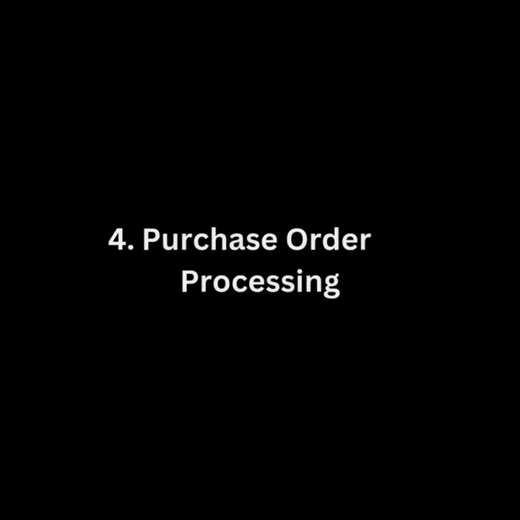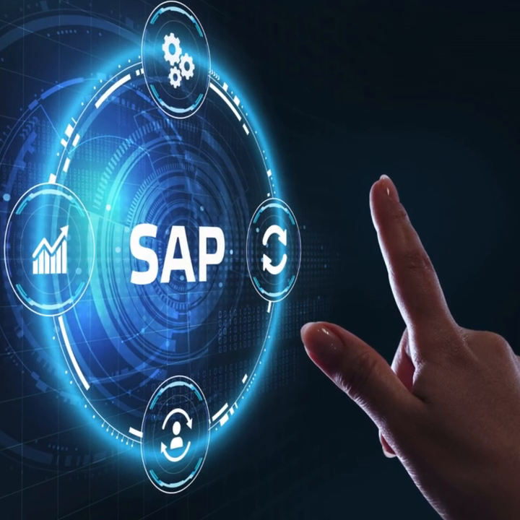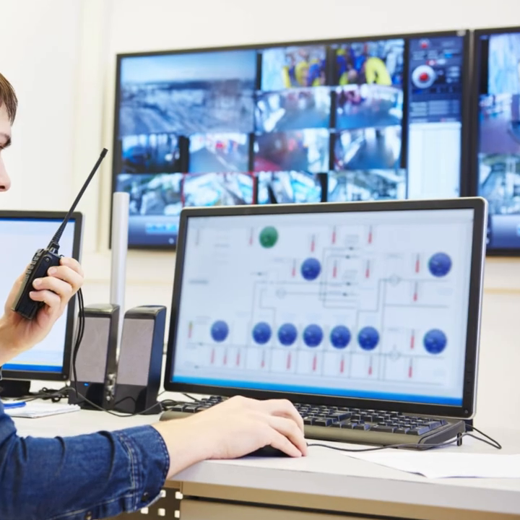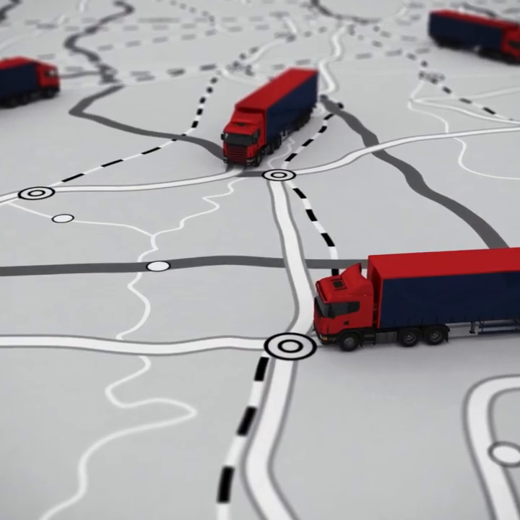Purchase order processing. Once the vendor is selected, you create a purchase order. This can be done manually or automatically via the SAP system. Purchase order monitoring. You need to monitor the status of your purchase orders. Keeping track of delivery dates is essential to ensure that materials arrive on time.